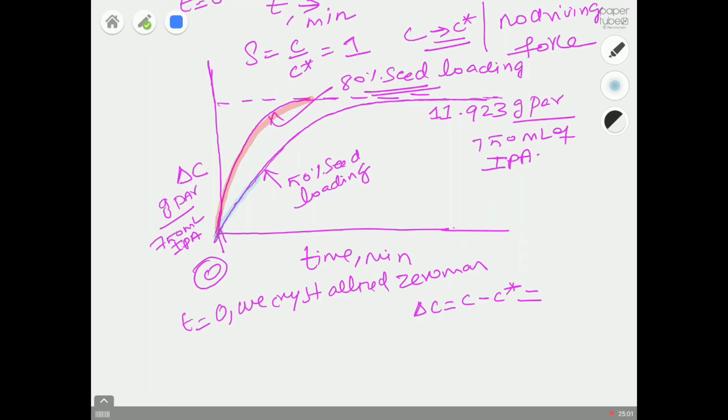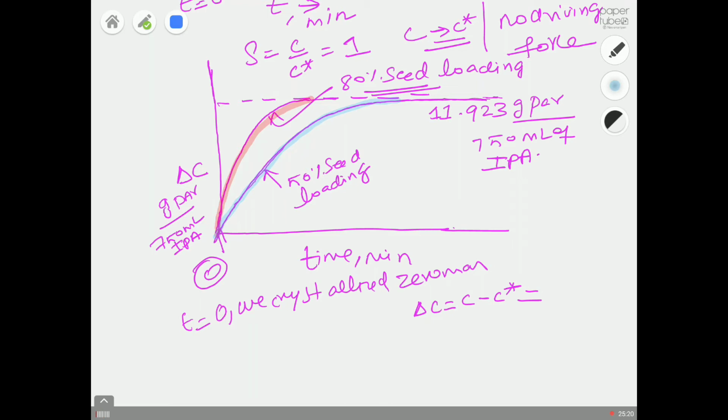And this is your 50% seed. You might expect this trend. This trend may not be true, so whatever you get, just plot it. So that's what we have to calculate. Yes, and then delta C. I already showed you how to calculate your Q value.